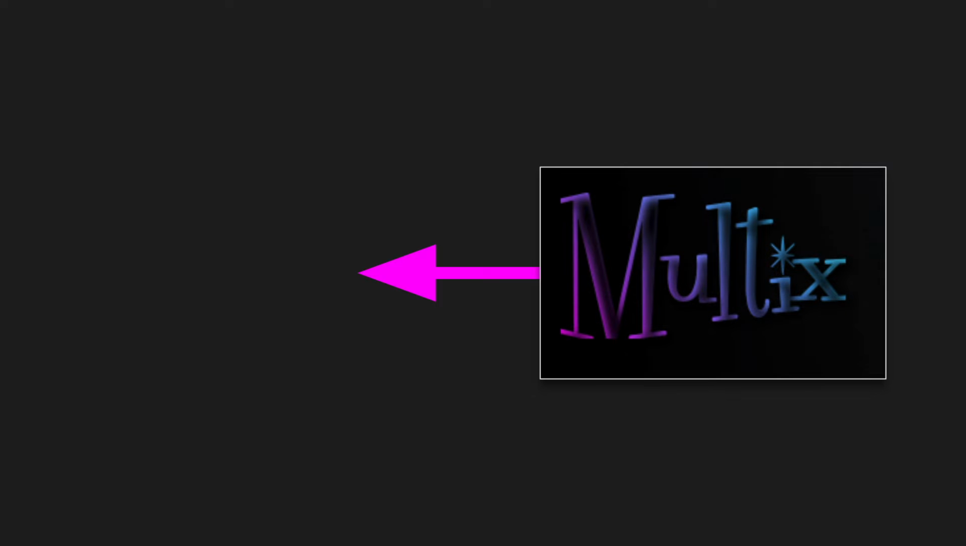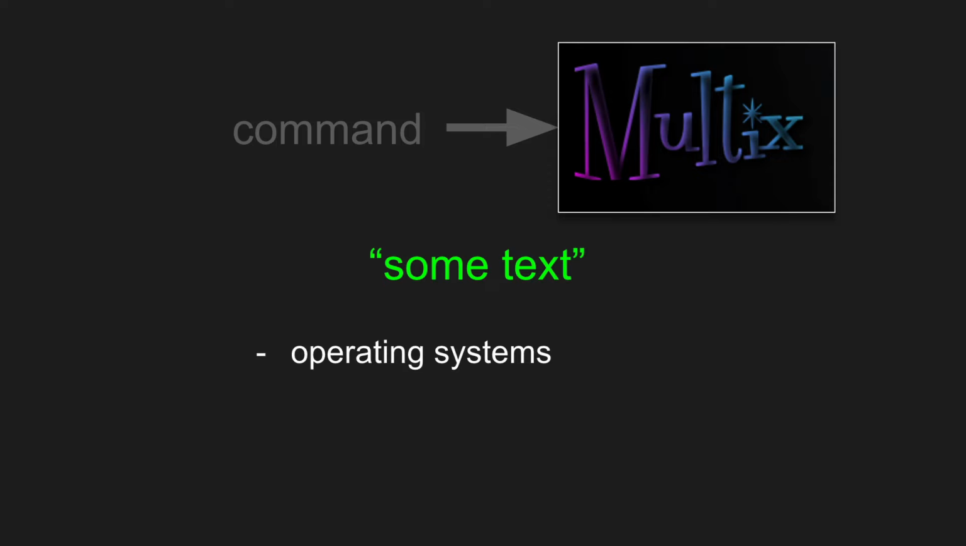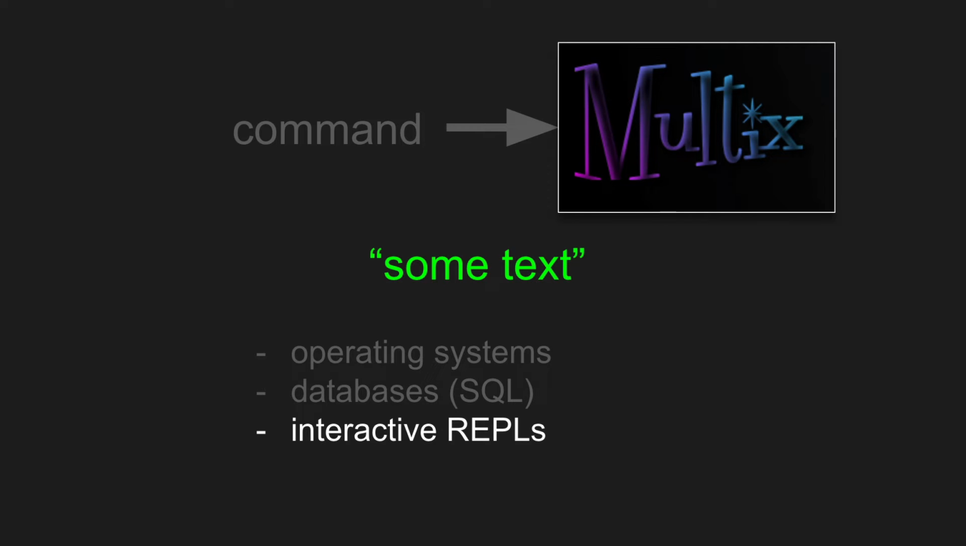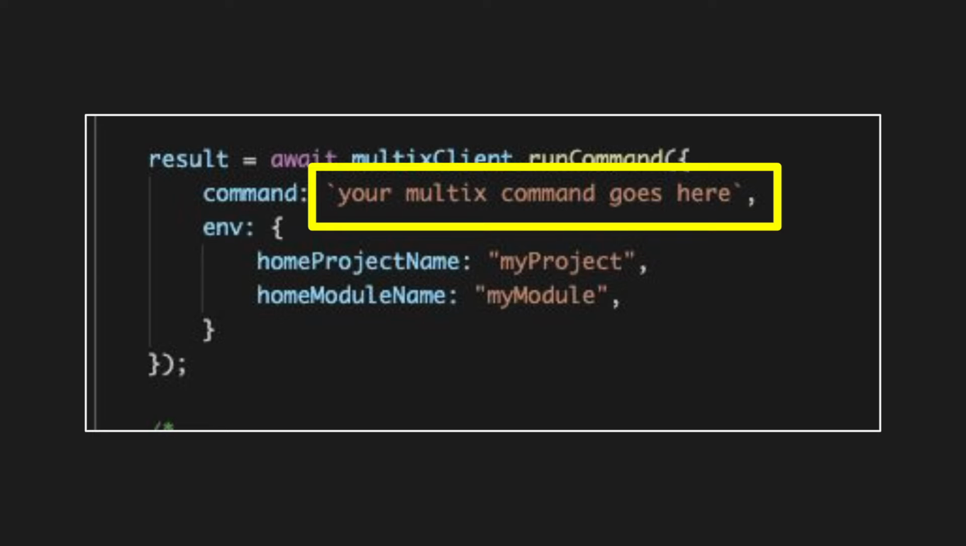So basically, the idea is that you have a command and you send it to Multix, and Multix sends back a response. Okay, simple enough, right? Now, this command is just text, okay? It's a string. It's the same as how operating systems work, a database, you know, SQL works. But it's just any interactive REPL, kind of. So if you wanted to call Multix from your code, you just send a string and hopefully you get a result back, okay? And we've got an NPM client for this sort of thing.